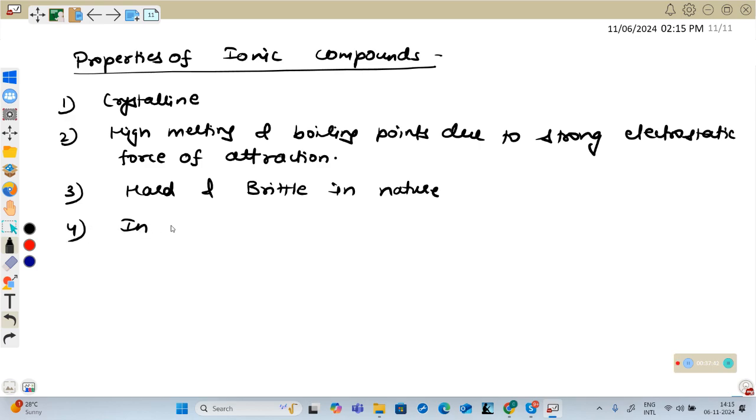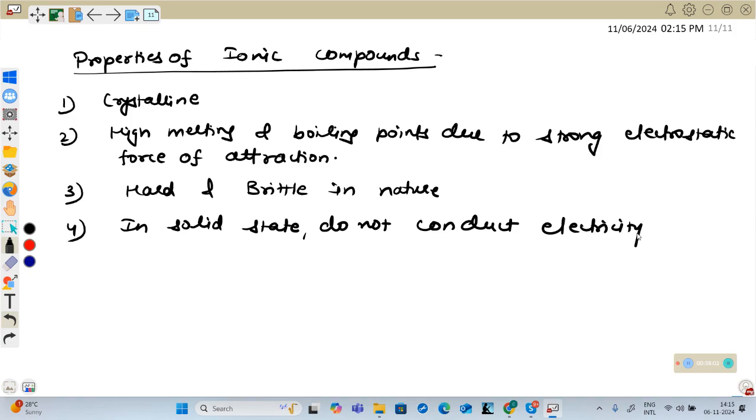In solid state, they do not conduct electricity. Only in the molten state, when ions are free to move about, or in the solution state, can they conduct electricity. In solid state, they do not conduct electricity. In molten state or in solution, they conduct electricity.